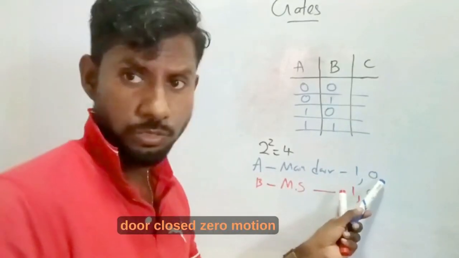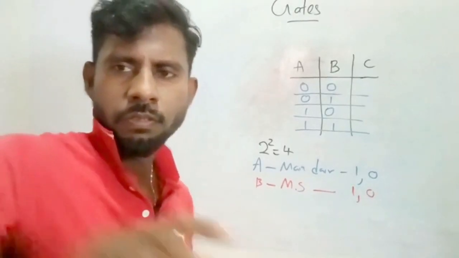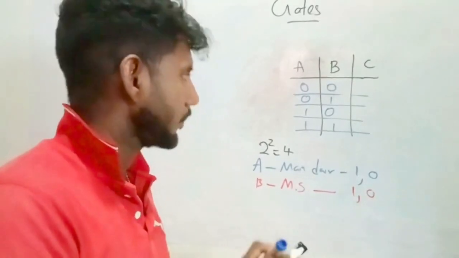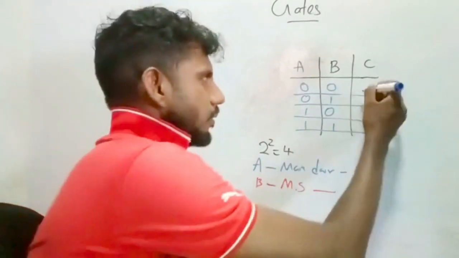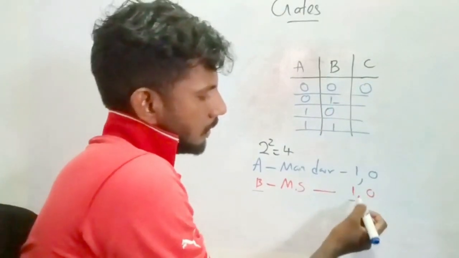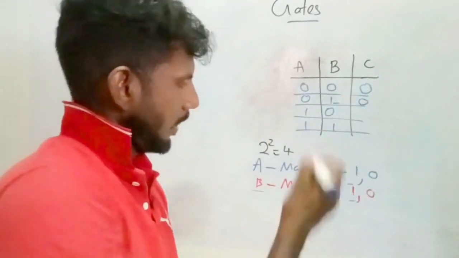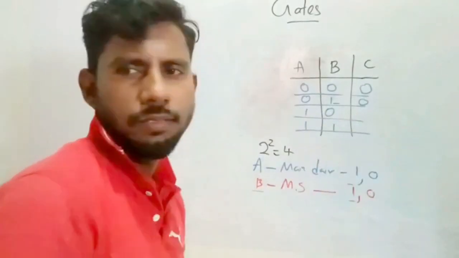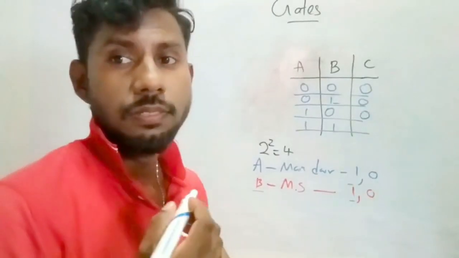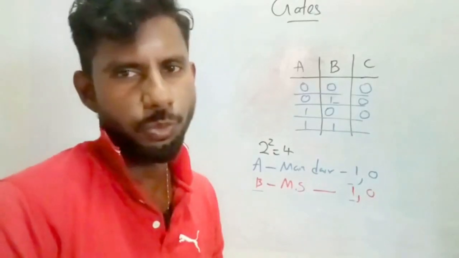Main door closed 0, motion sensor not working, motion sensor off, right? So here 0 0, then we don't need the alarm, right? 0. Then 0 1, so the motion sensor has now been triggered, but still the door is closed, no need. And again main door is open, but still the motion sensor is not in operation, so no need. Both are triggered. The door is open and motion sensor is triggered, so alarm has to go on, right?